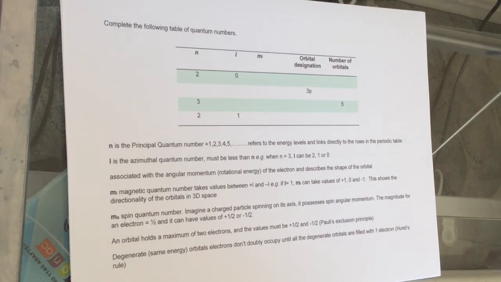So n is the principal quantum number, which starts at 1, 2, 3, 4, 5, and that's basically going down the periodic table and refers to the energy levels the electrons go into, and as you go down the periodic table, the energy levels get higher and higher as you fill them.